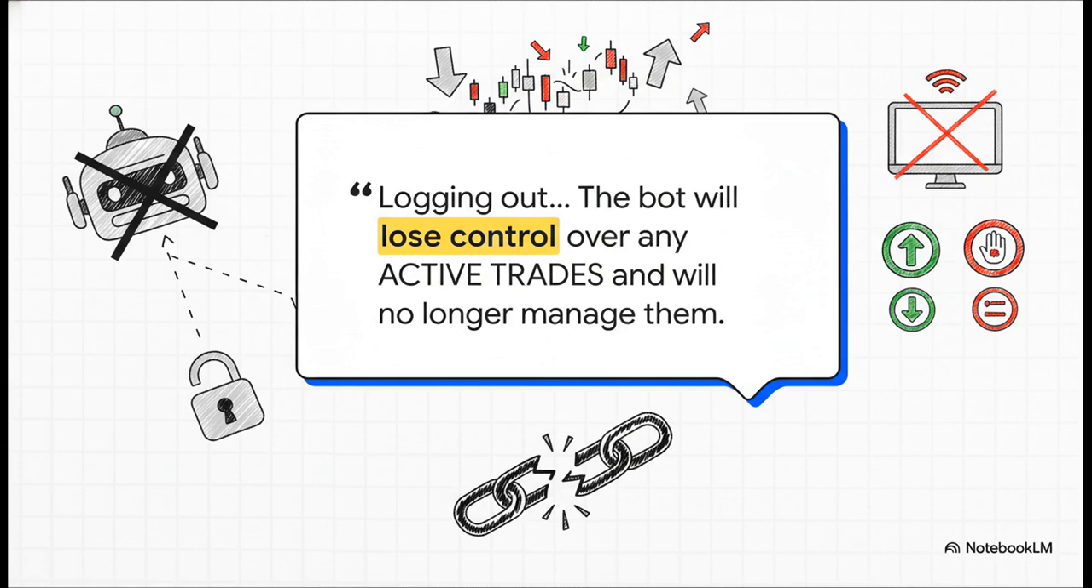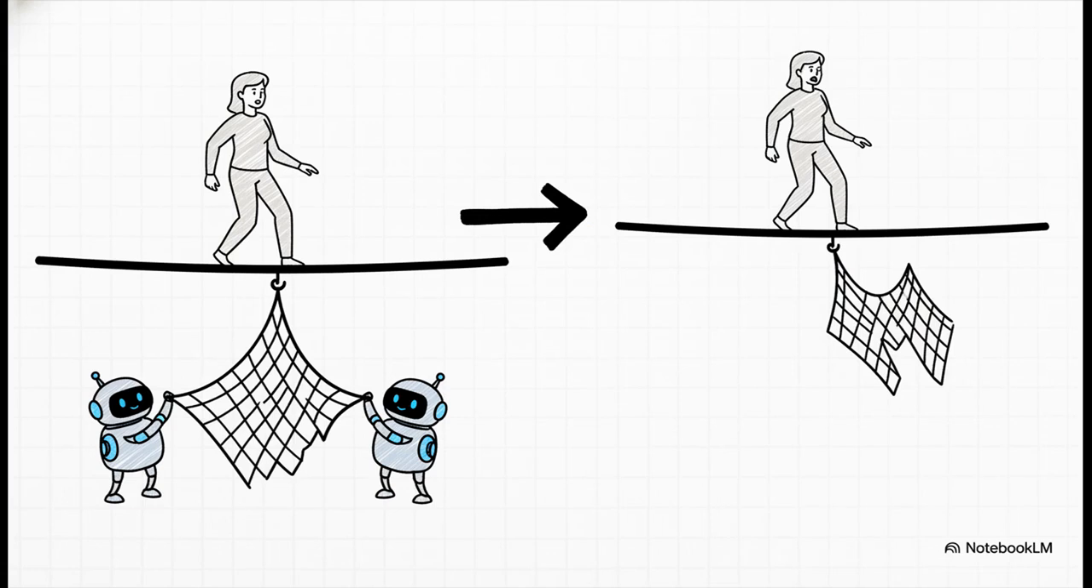That means those dynamic things like a trailing stop loss, they stop working immediately, and your position is left totally exposed without its protection. The bottom line is simple. The moment you log out, you are 100% responsible for manually managing any open trades, and you have to do it directly on the exchange. The safety net is just gone.